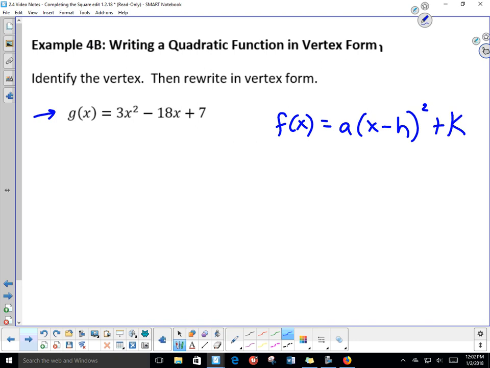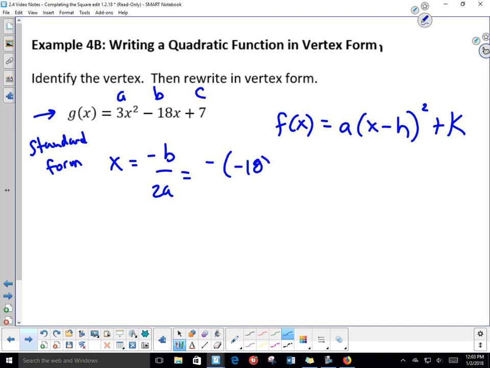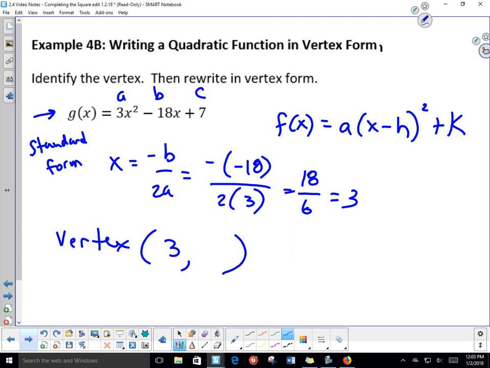So let's first start by identifying the vertex. This is in standard form currently. So the x-coordinate is going to be negative b over 2a. My a is 3, my b is negative 18, and my c is 7. So I want the opposite of negative 18 over 2 times 3. So that's going to be positive 18 over 6, which is 3. So our vertex is going to be 3 comma something.